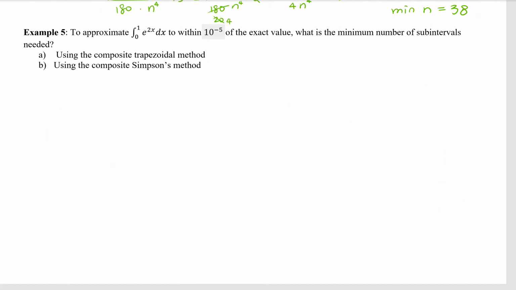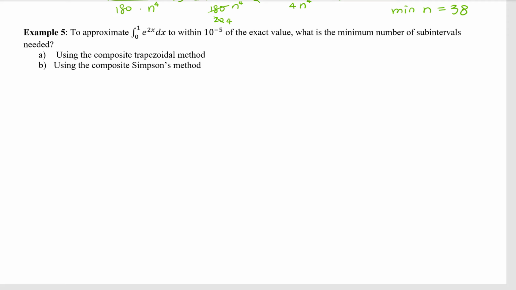Okay, let's continue. Example 5, to approximate this integral to within 10 to the minus 5th of the exact value, what is the minimum number of subintervals needed? So in this problem, we are given the formula of the function, and we're not given the bounds for the derivative. So we have to figure out the bounds for the derivative by ourselves. Okay, so let's do it.